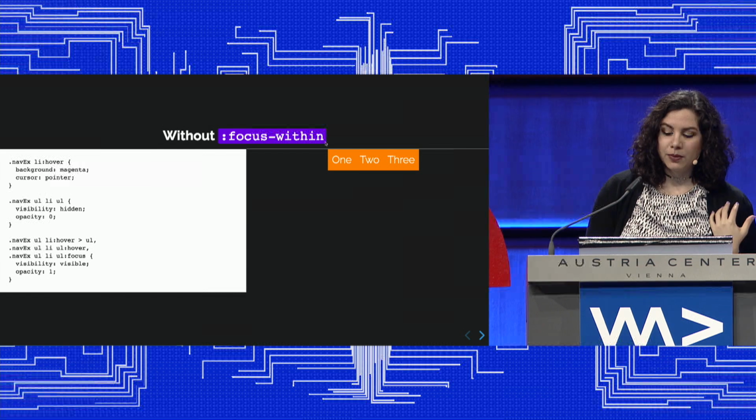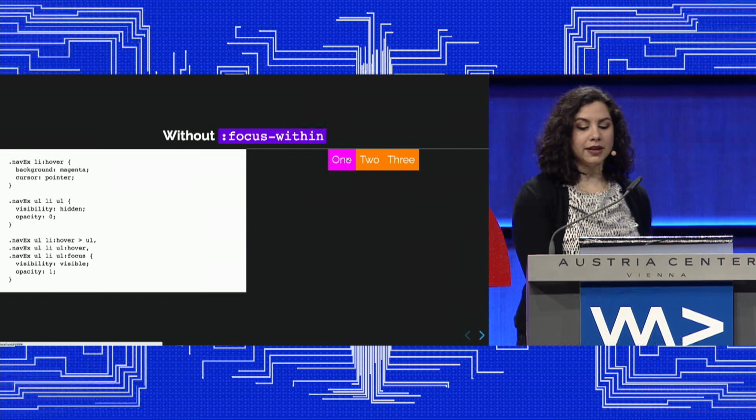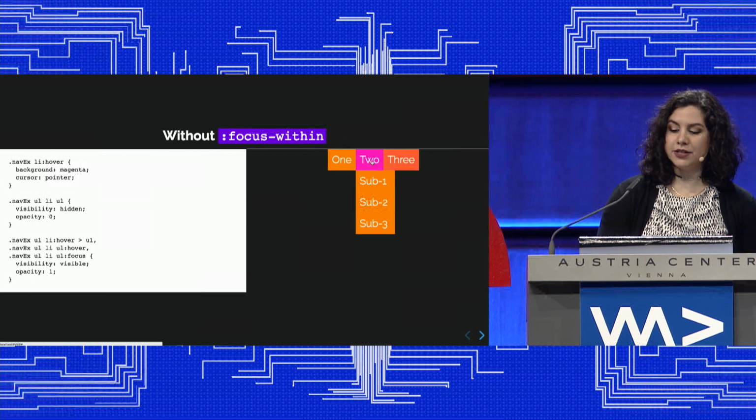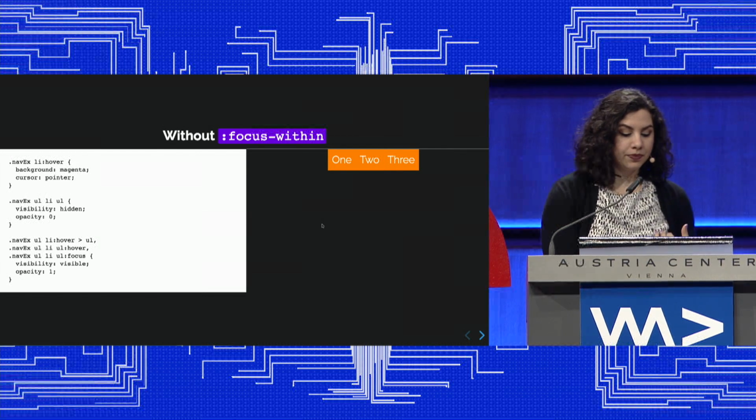So let's take this example with a little drop-down menu. If you drop down, you have your sub-menus, and you have everything kind of as you expect when you mouse over it, when you hover over it.